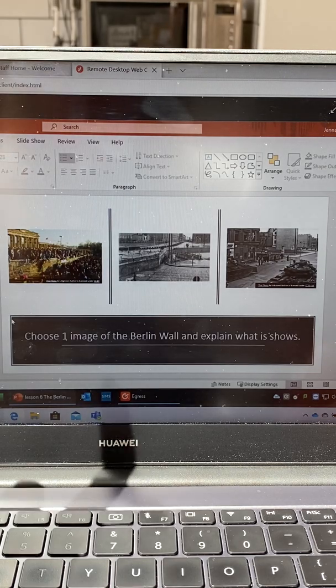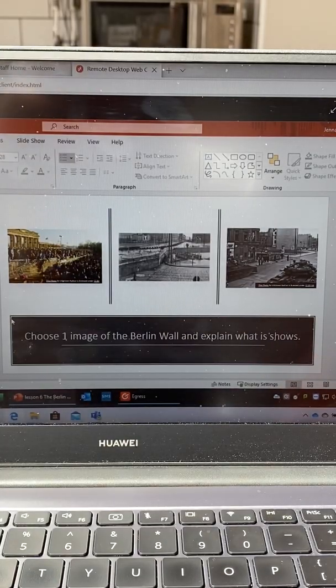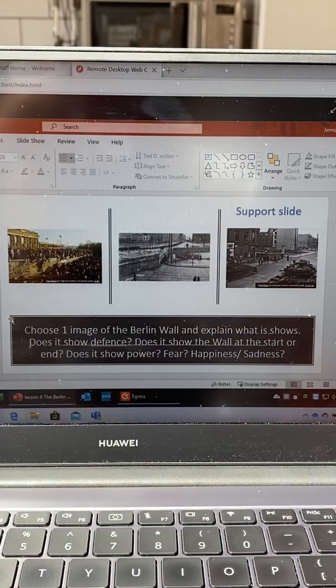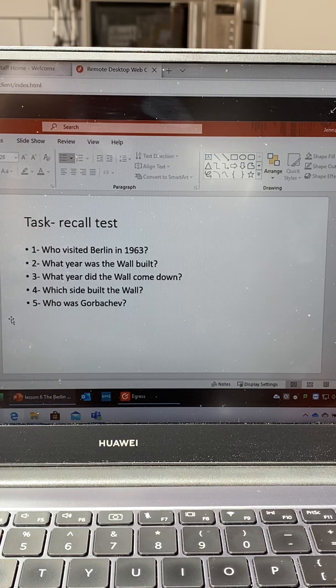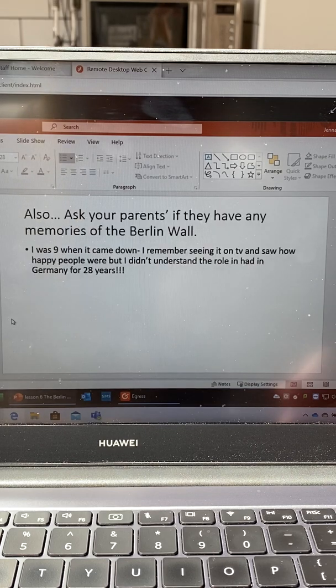And then I've said, can you just now choose one image? All right, so I put 3 pictures in there, choose one and try and explain what it shows. So you've got first image there, second image, third image. All right, giving you a few little hints that you might want to use. Then we've got a little recall test. All right, 1, 2, 3, 4, 5. Tell me what you've learned from today's lesson.